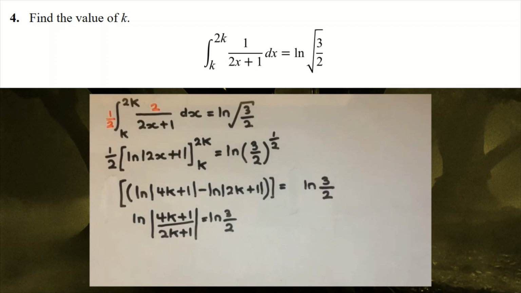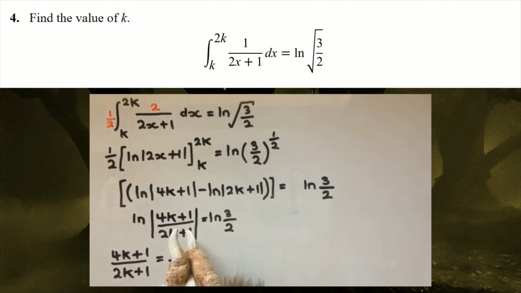Fantastic. Right, we can now remove the logarithms, because we're taking the log of both sides. We are taking the log function of both sides. We essentially raise both sides by the power e, which just cancels out what the log is doing. So we have an equation we can solve. So the equation we're going to solve is this. We're going to solve 4k plus 1 over 2k plus 1 is equal to 3 over 2.